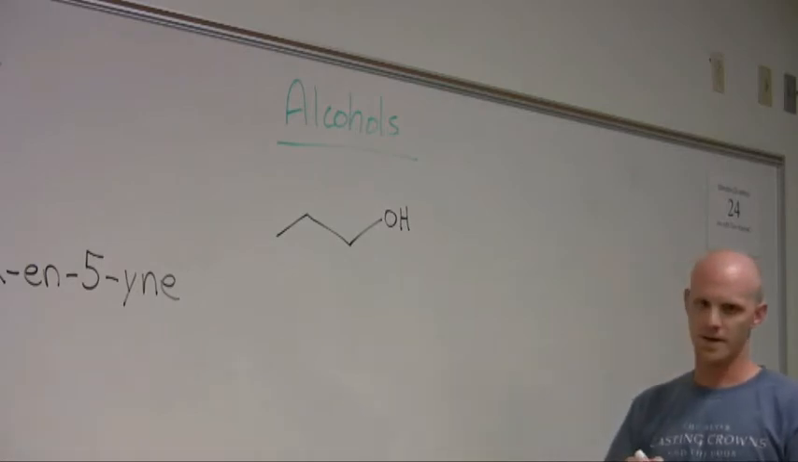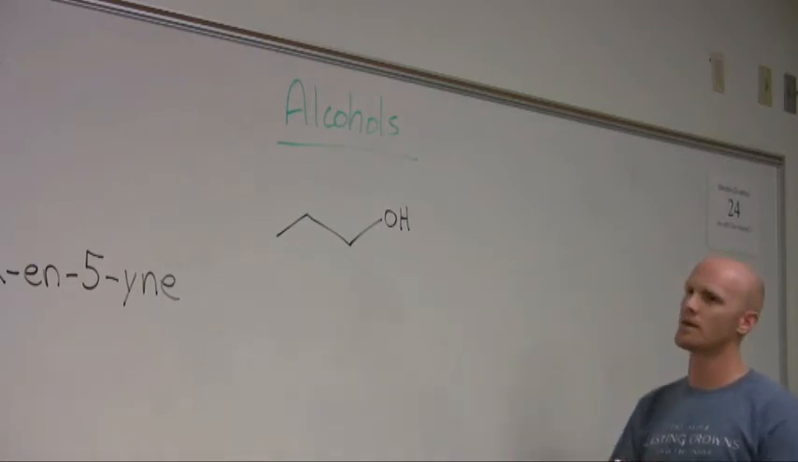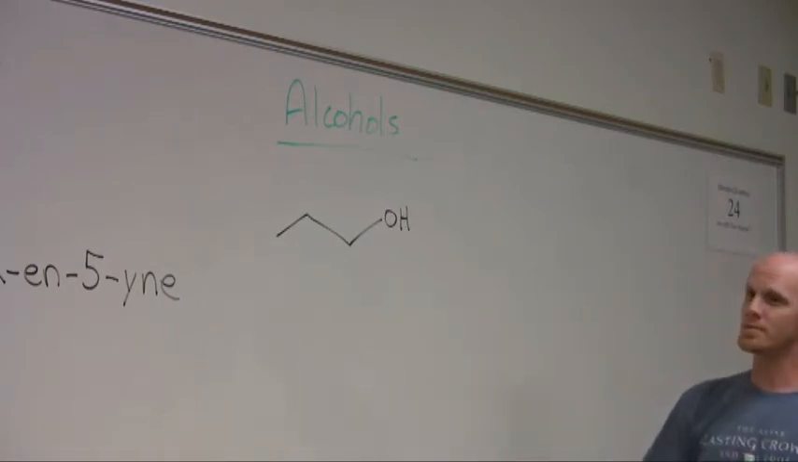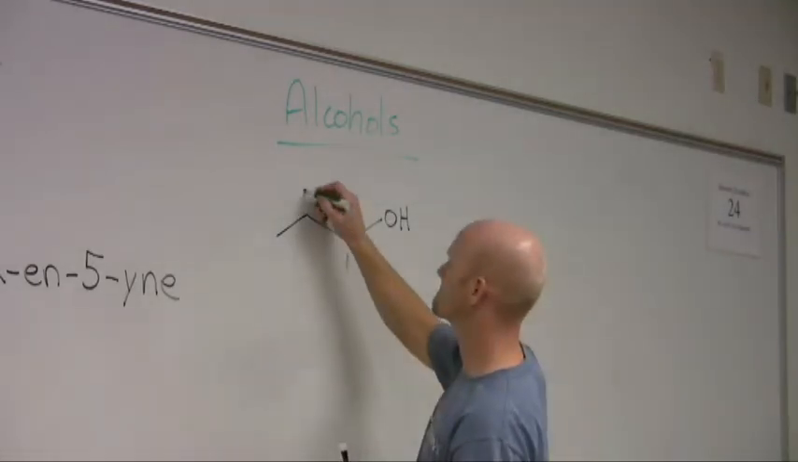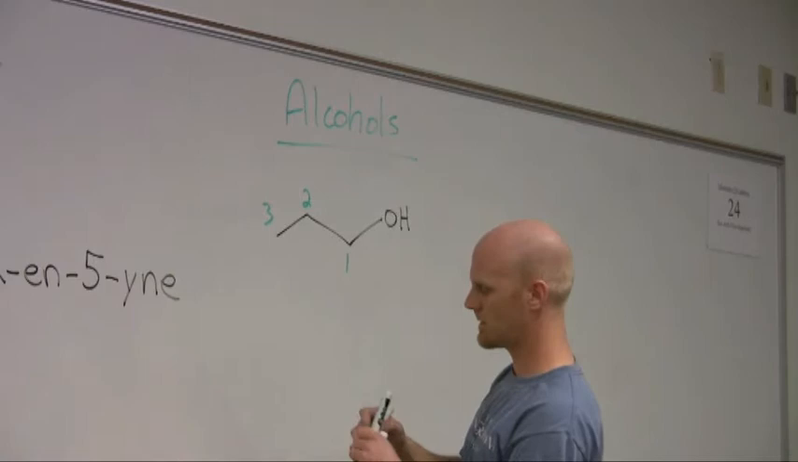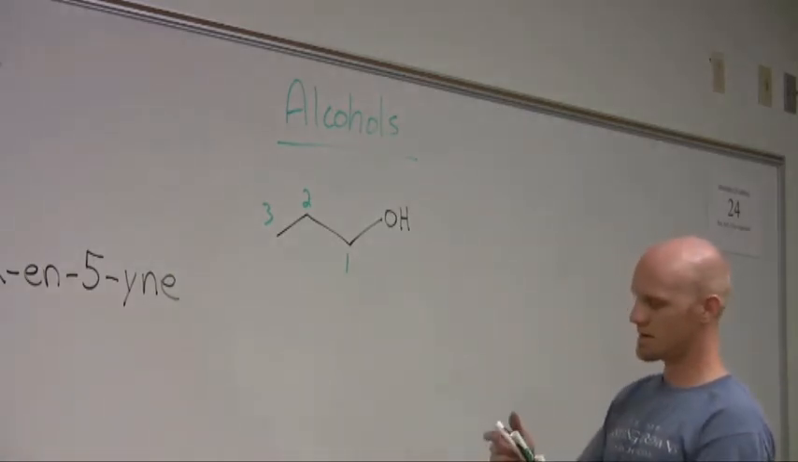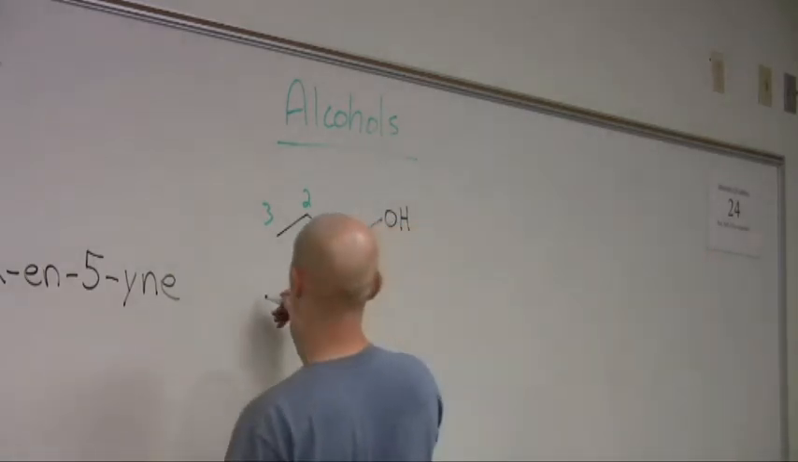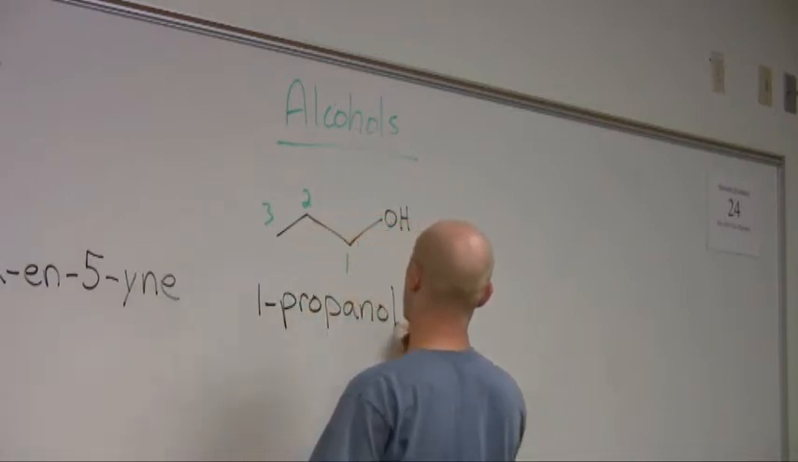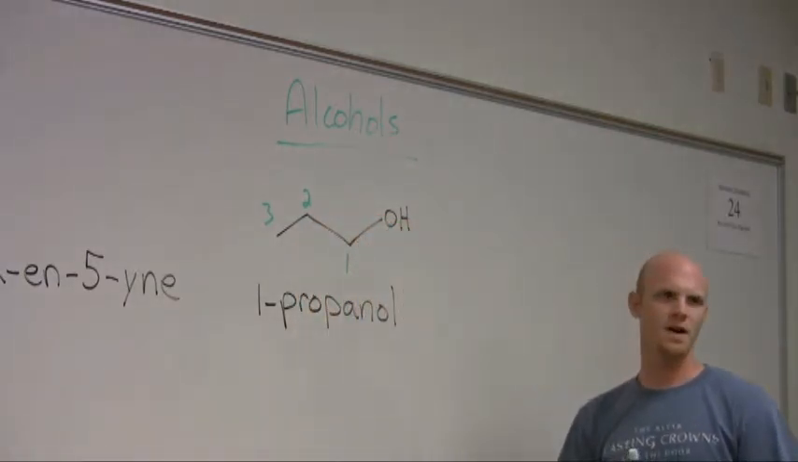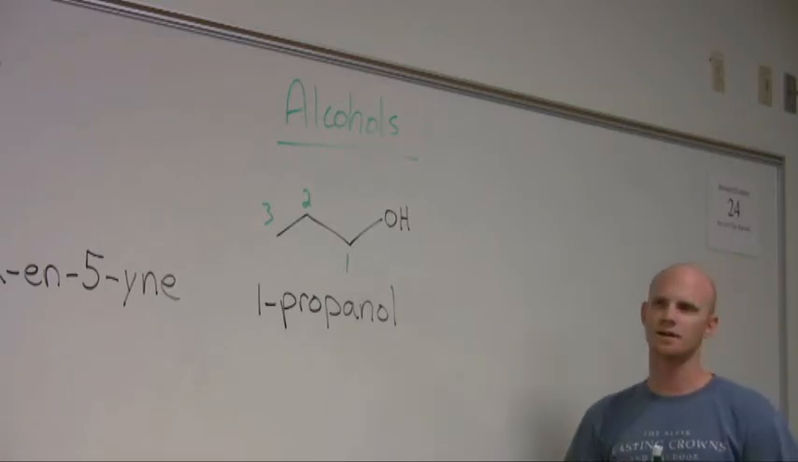What is this alcohol right here? Propanol. It is propanol, but be more specific. 1-propanol. So you still got to give the location of where the OH is located. What kind of alcohol is this? Primary, secondary, or tertiary? Primary.